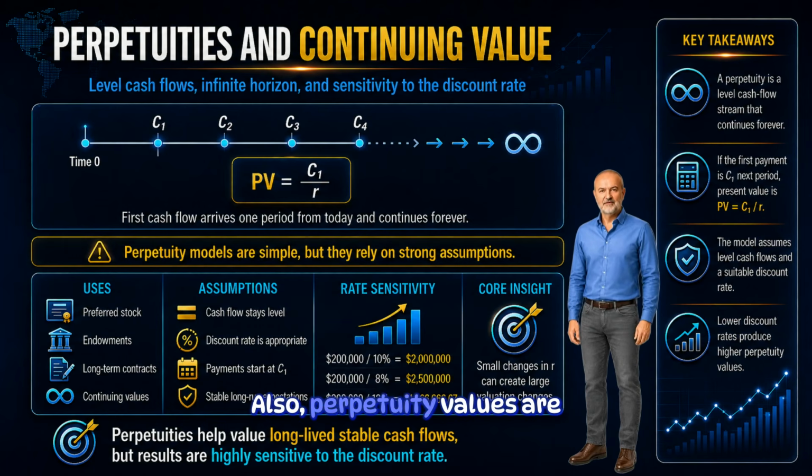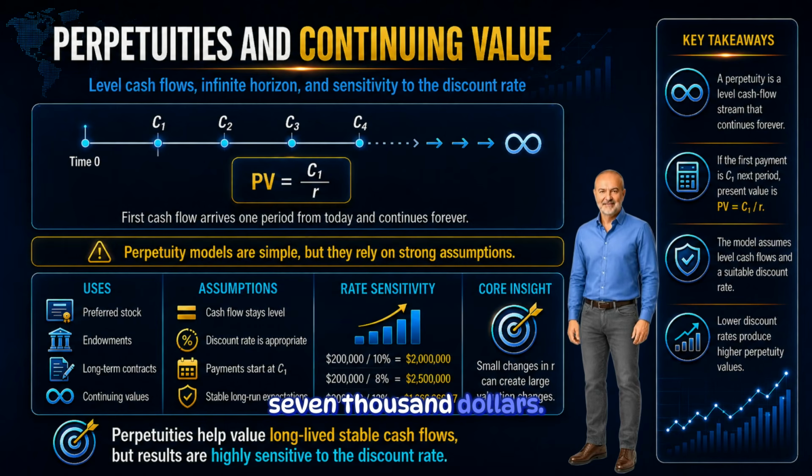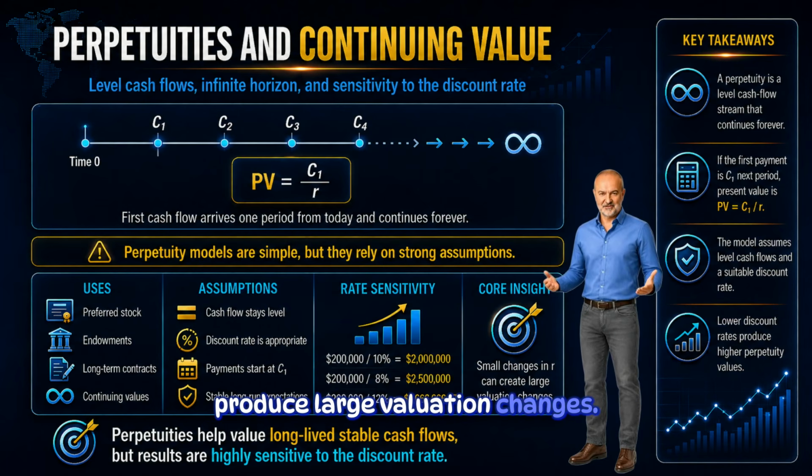Also, perpetuity values are very sensitive to the discount rate. A cash flow of $200,000 per year is worth $2 million at a 10% rate. At 8%, it is worth $2.5 million. At 12%, it falls to about $1,667,000. Small rate changes can produce large valuation changes.